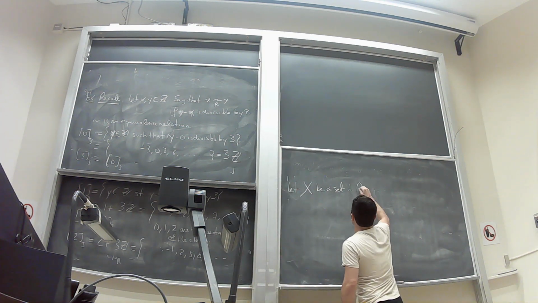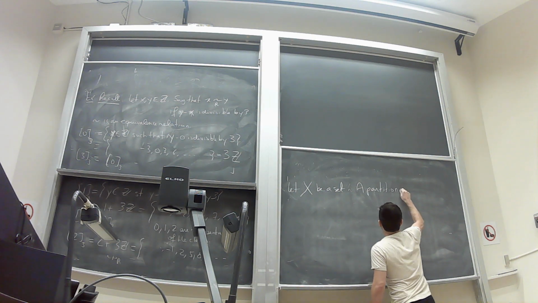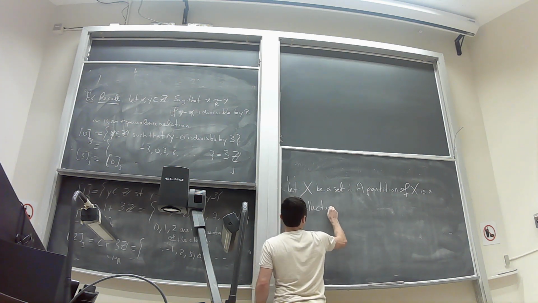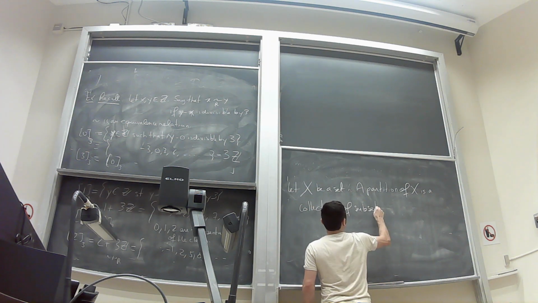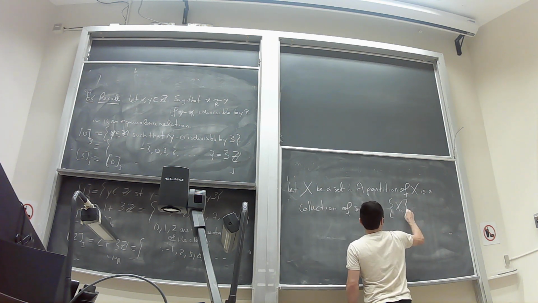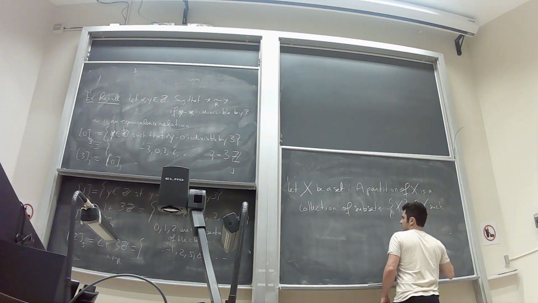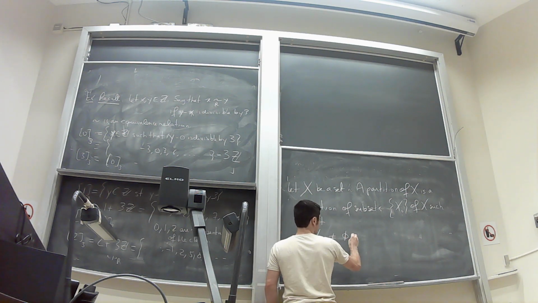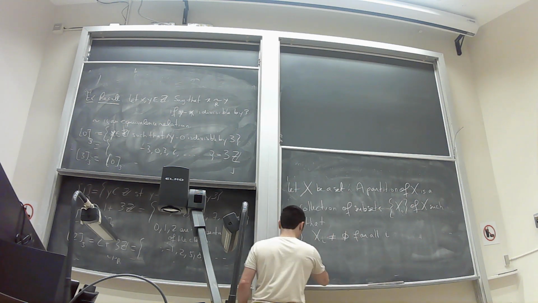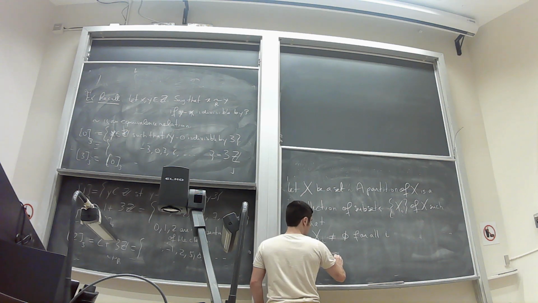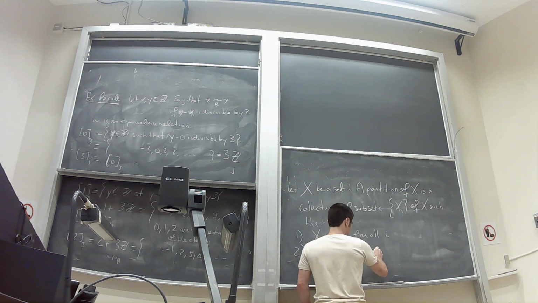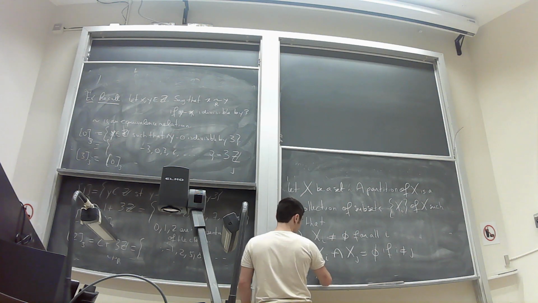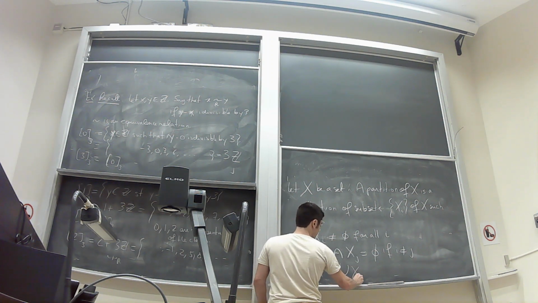Let X be a set. A partition of X is a collection of subsets X_i of X such that: one, X_i is not empty for all i; two, X_i intersection X_j is empty if i is different than j; and three, X is the union of the X_i's. Okay?